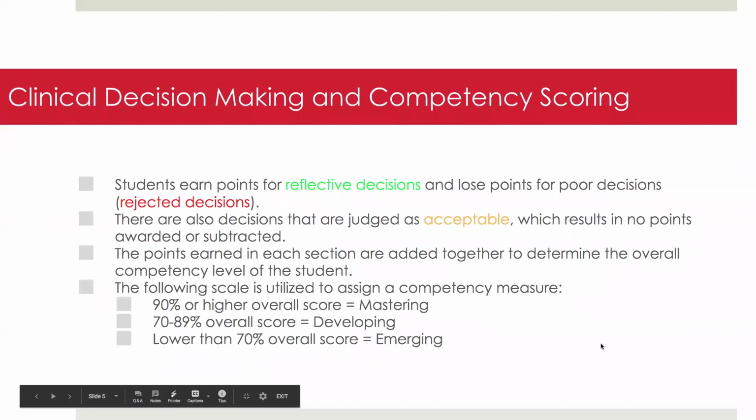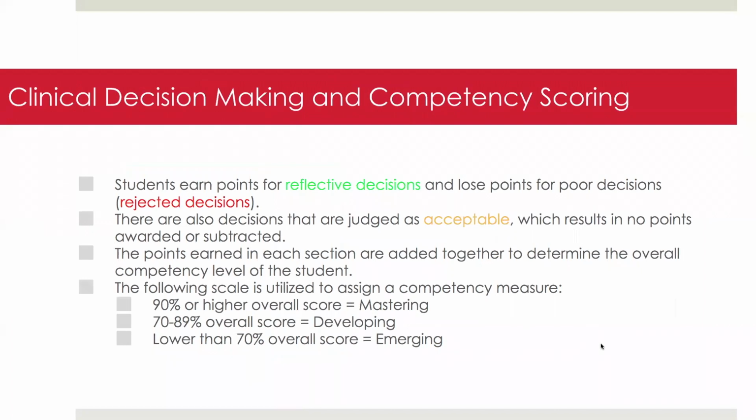Simulations will be scored on your clinical decision making. It is a competency scoring rating. So you will earn points for reflective decisions and lose points for poor decisions or rejected decisions. So if you are taking notes, a rejected decision is a decision that you make that is incorrect, and it's incorrect for one of these 4 reasons. It's incorrect because it's insensitive, because it's developmentally inappropriate, because it's redundant.